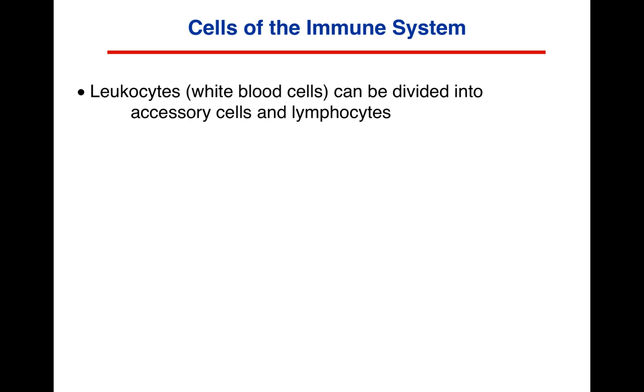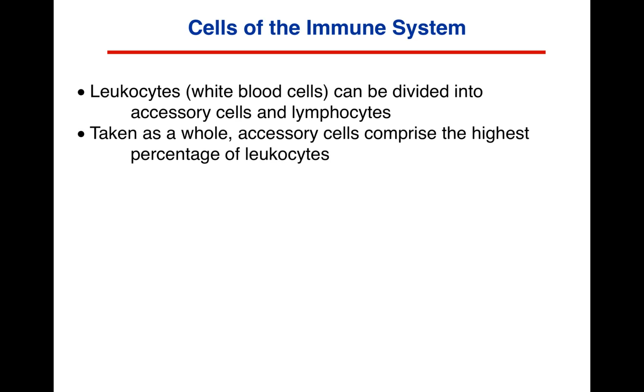Now, the cells of the immune system, there are leukocytes. These are the white blood cells that can be divided into accessory cells and lymphocytes. Taken as a whole, accessory cells comprise the largest percentage of leukocytes. We can see these here. Neutrophils are about 50 to 70% of those cells. Remember, they're really important cells in their antibacterial effect, their ability to combat bacterial infections.